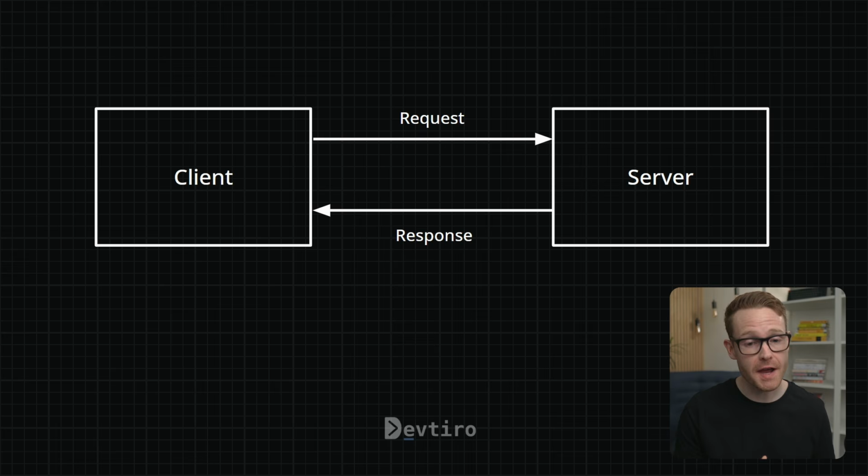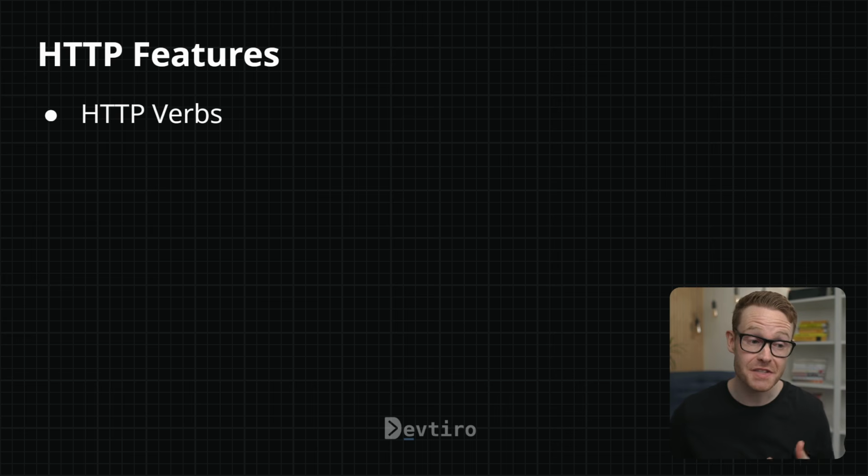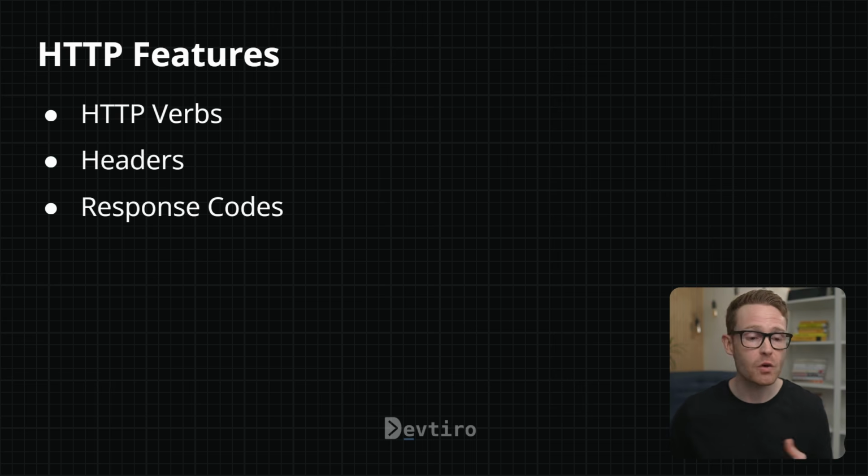In this pattern, the client is going to send a request to a server, and the server is going to provide a timely response. In the case of the task app, we say that the user interface is the client and the Spring Boot application is the server. Again, because we're using HTTP, we're going to be using HTTP features such as the HTTP verbs or methods, the headers, and also the response codes.